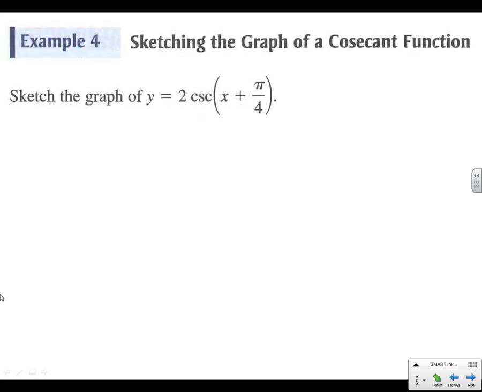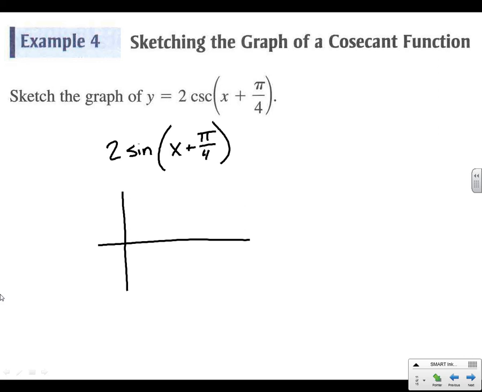So let's see if we can put this all together here. Cosecant: 2 cosecant of x plus pi over 4. To make this simpler, I'm going to think about this as 2 sine of x plus pi over 4, because cosecant is the flip of sine. If I were to graph this, I've got everything shifted by pi over 4. I'm going to use the bx plus c equals 0 and bx plus c equals 2 pi trick here.